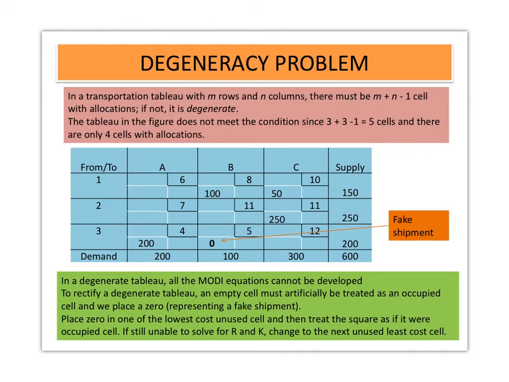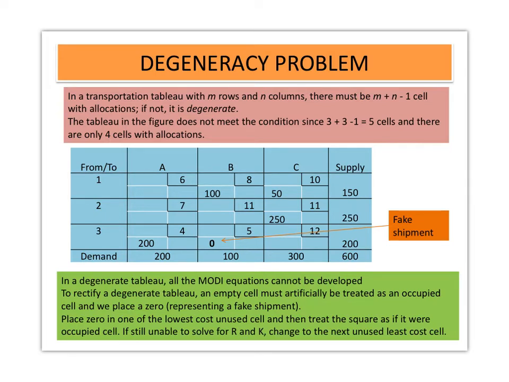In this video, I'm going to show you how to solve a transportation table that has a degeneracy problem. Okay, let's look at this table. We have 3 rows and 3 columns. Now, if we add the number of rows, which is 3, plus the number of columns, which is 3, and minus 1, we should get 5 occupied cells if there is no degeneracy problem in this table.